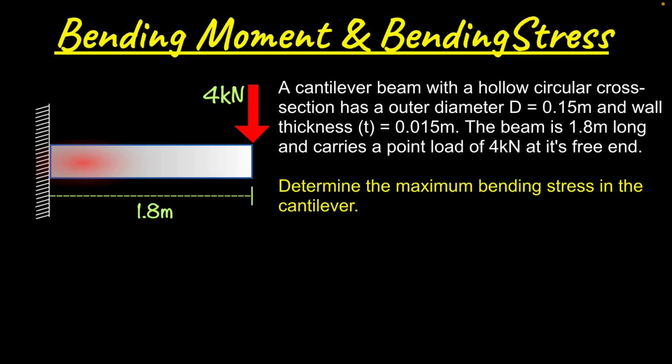So this question is a very common type of cantilever beam analysis, and what we have here is a cantilever beam with a hollow circular cross section, and we get the diameters, we get the thickness, and we have there the length of the beam, and we need to determine the maximum bending stress. So we're going to use a chunk of this formula that I'll write out.